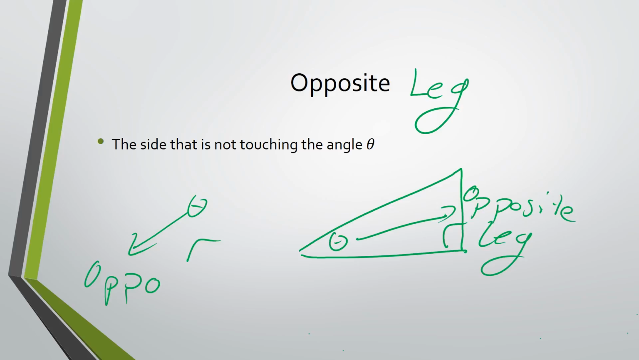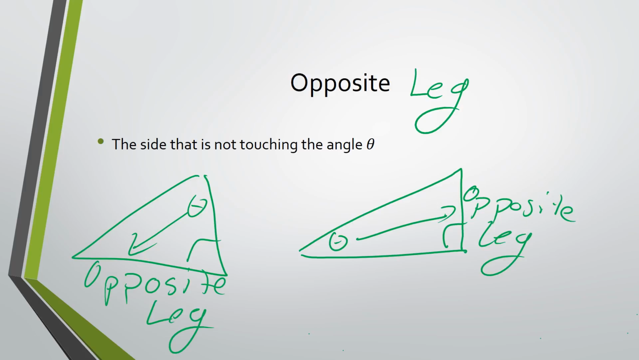Alright, so the opposite leg is always going to be directly across, hang on, let me get yellow, across from the angle theta. So it's always going to be across from the angle that we're using. So if it's this angle, this is going to be the opposite leg, but if we were using this angle right here as theta, then its opposite leg would be right here. So it's not a specific leg, it's not always going to be the short leg or the long leg. It's always going to be the leg that is opposite the angle you're using.